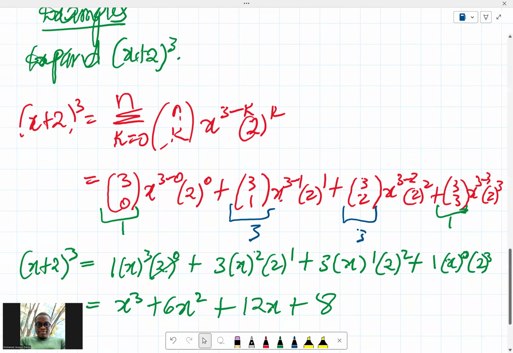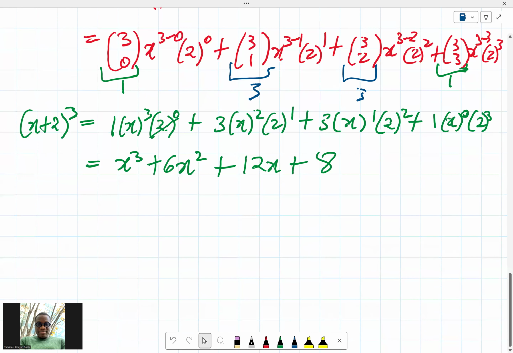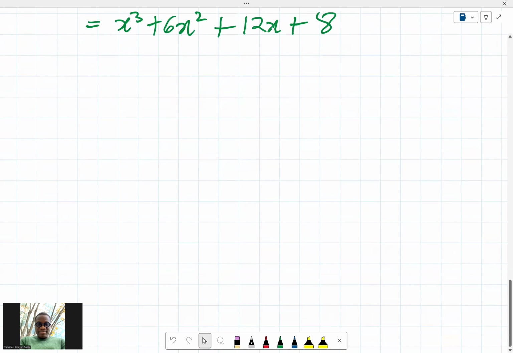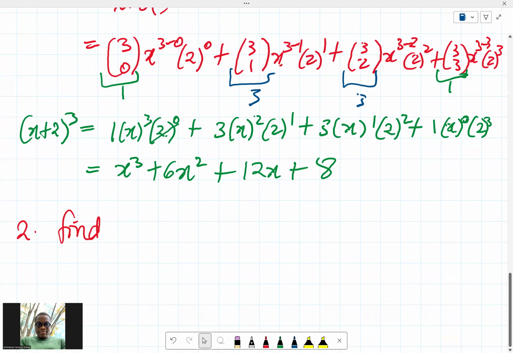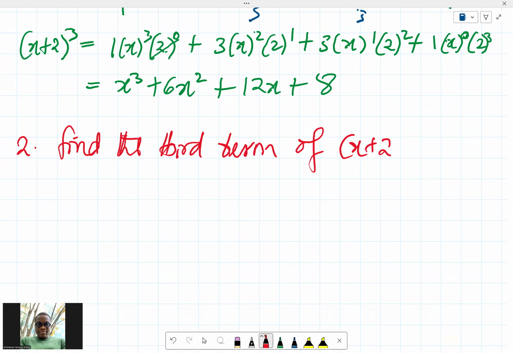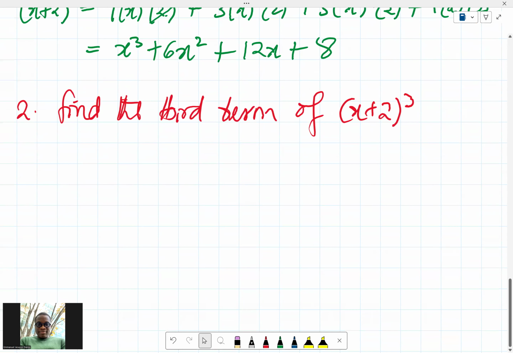Now, this is like what we have been used to. What if I'm not interested in going all this journey? So we are talking about examples now. That's example 1. So what if I say example 2 now, find, so how many terms are this? 1, 2, 3, 4. So I can just say find the third term of x plus 2 raised to power 3. What if that is just all I want? Find the third term of x plus 2 raised to power 3.